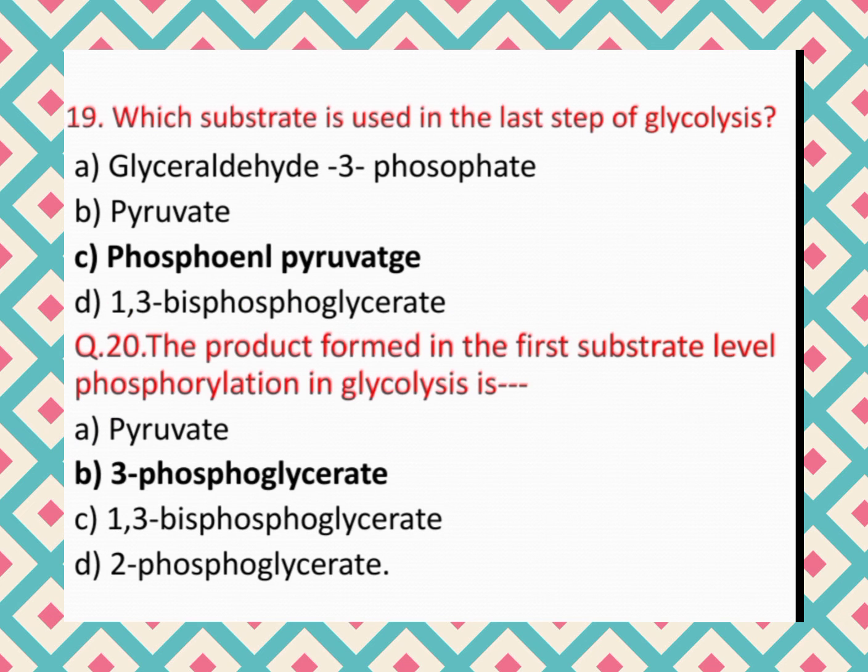Question number 19. Which substrate is used in the last step of glycolysis? Option A glyceraldehyde 3-phosphate, option B pyruvate, option C phosphoenolpyruvate, and option D 1,3-bisphosphoglycerate. Which will be the correct answer? The correct answer will be option C, that is phosphoenolpyruvate.